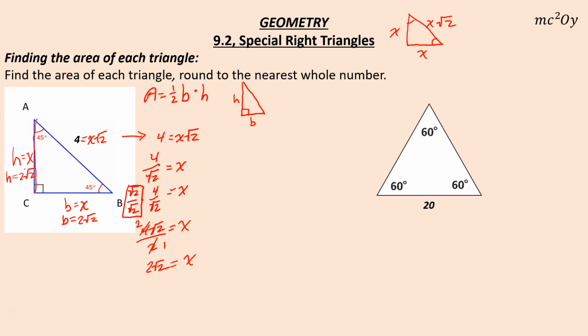Which means if I'm calculating the area, my area is equal to 1 half the base times the height, so it's equal to 1 half times 2 root 2 times 2 root 2. Well, those parentheses really don't mean anything other than I substituted something in. I can multiply in any order. So I'm just going to multiply numerics. 1 half times 2 is 1 times 2 is 2. And then root 2 times root 2 is root 4, which is also 2. So really I have 2 times 2, and 2 times 2 is 4. So my area is equal to 4 square units.